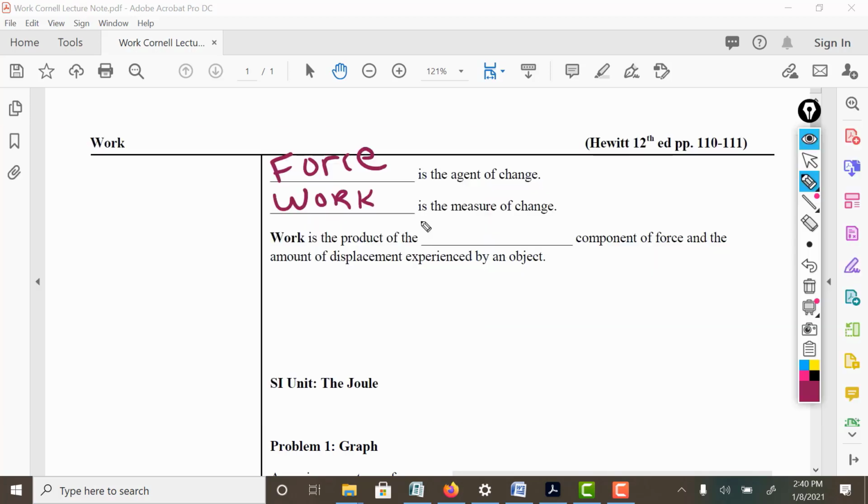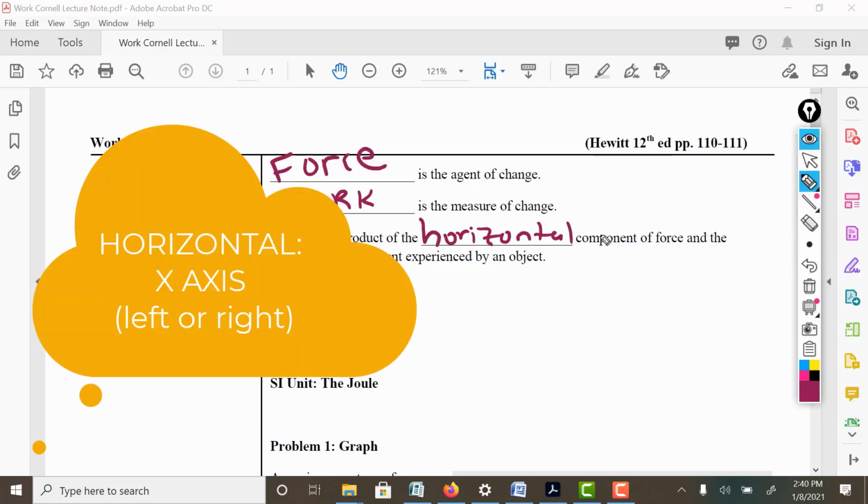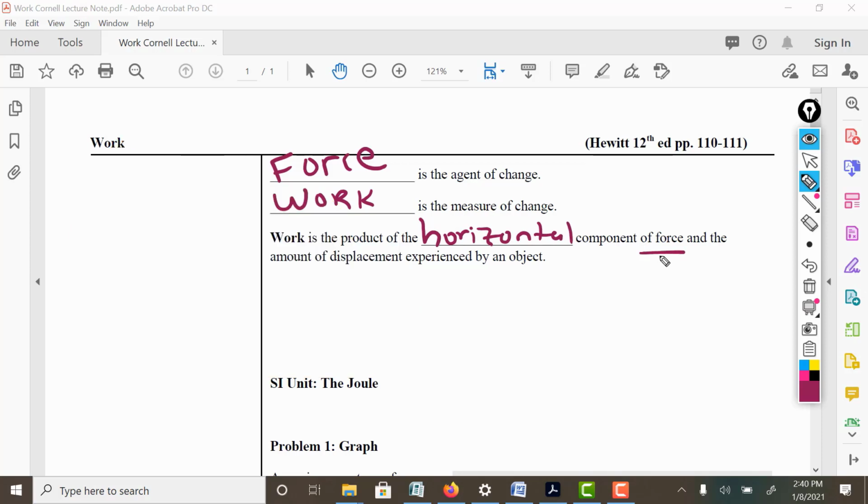Work is going to be the product of the horizontal component of force and the amount of displacement experienced by an object. Now, by the way, this displacement will be parallel. So we're talking about an object that's experiencing a force, and that force is parallel to the movement in which it's going. Okay, so if it's displacing, the force is parallel to that displacement, not perpendicular, parallel. By definition, then, we have work is force times displacement.